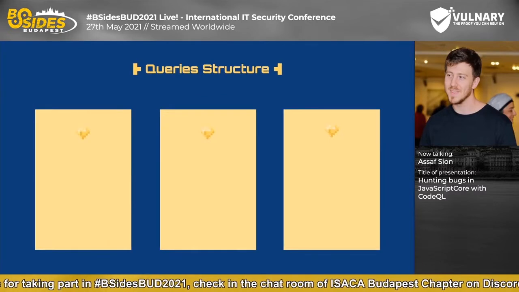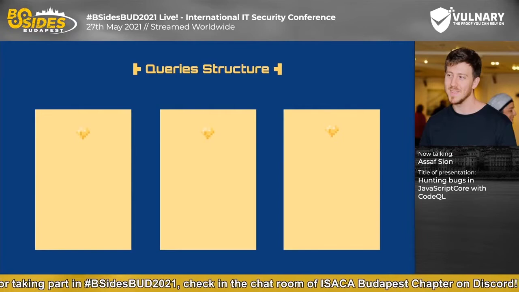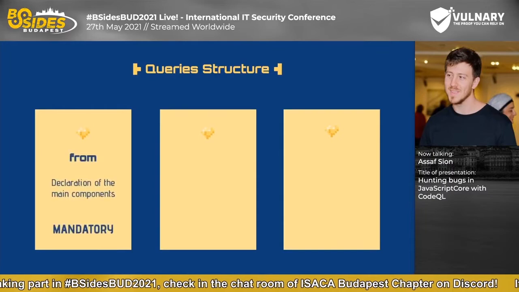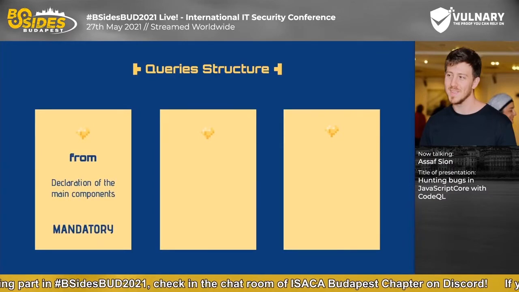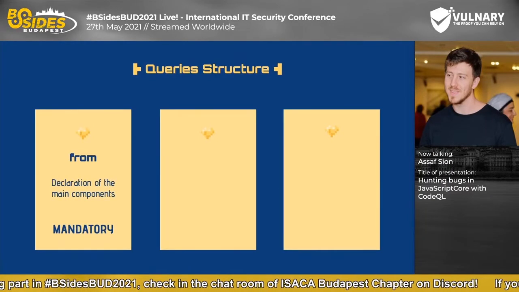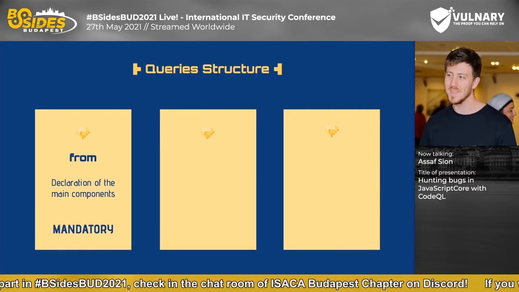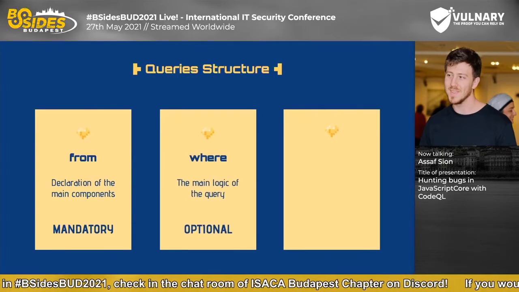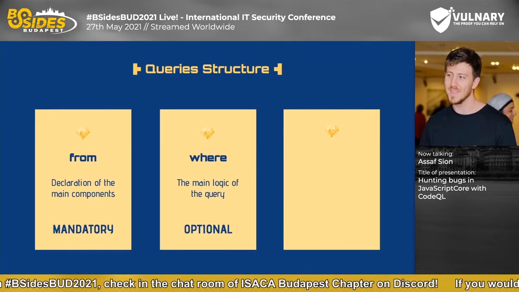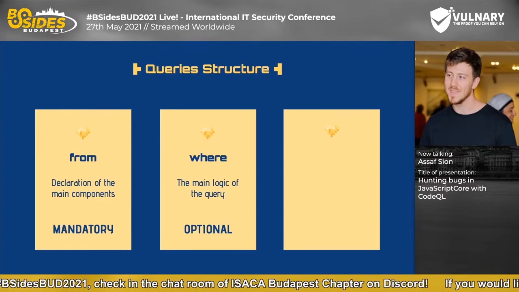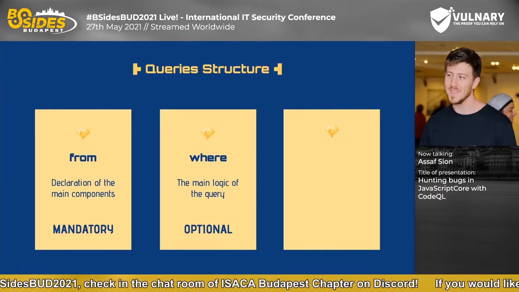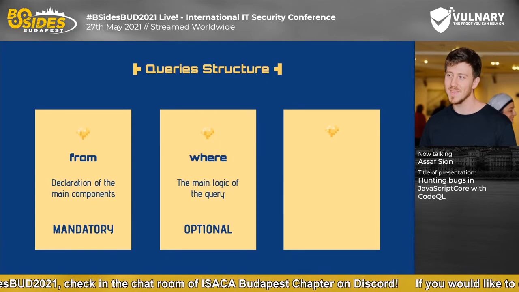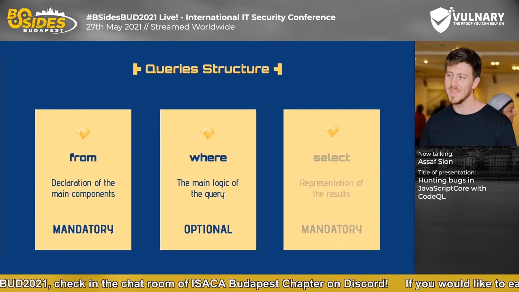Query structure. Each query will consist of three parts that are very similar to SQL. We have the from clause. If you're not familiar with SQL, the from clause is where we define all the CodeQL elements that we are going to use. Next, the where clause. Although this clause is optional, it is the very essence of your query. This is where all the logic of your query will be. So although it is optional, it's quite mandatory if you want to have complex queries.